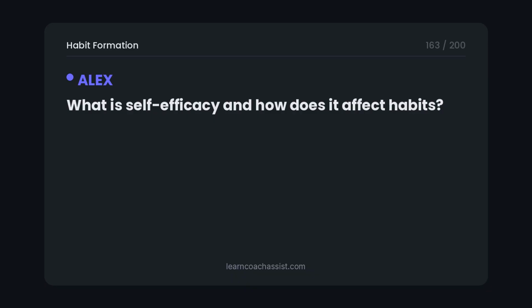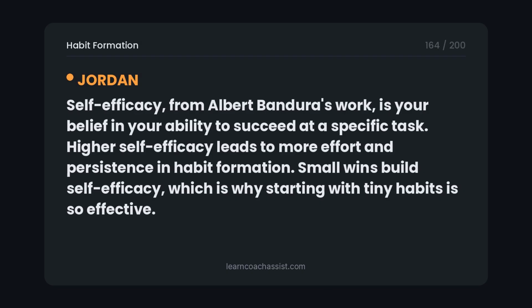What is self-efficacy and how does it affect habits? Self-efficacy, from Albert Bandura's work, is your belief in your ability to succeed at a specific task. Higher self-efficacy leads to more effort and persistence in habit formation. Small wins build self-efficacy, which is why starting with tiny habits is so effective.